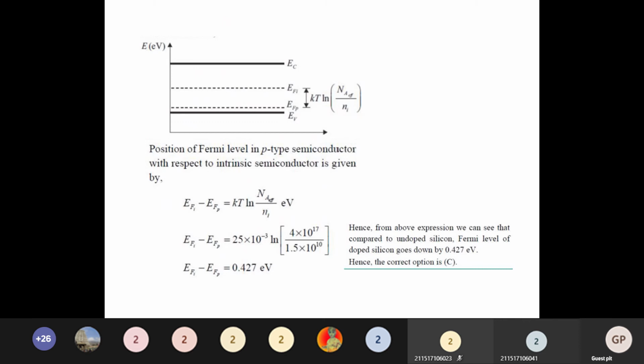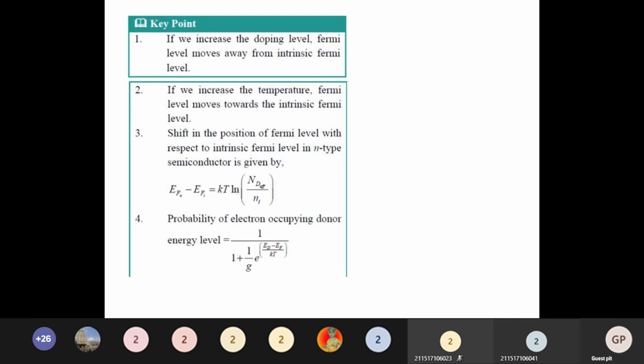EFi minus EFp equal to kT ln of Na effective concentration divided by Ni, in electron volt. So all the values are there. Simply we are substituting all those things, and we are getting the answer. This is for the p-type material. For the n-type material, if they are asking, what do we have to do? Same thing for the n-type material.